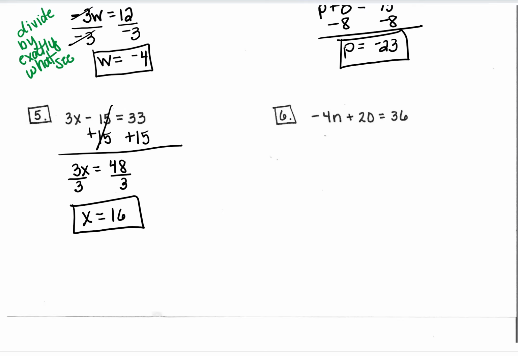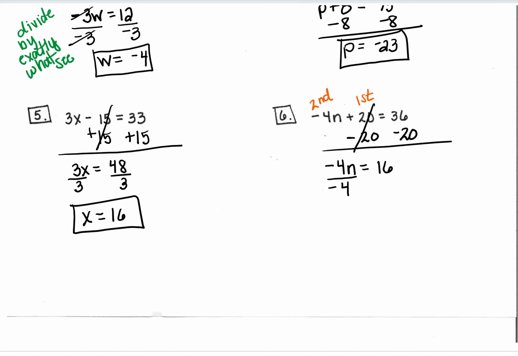Okay, here we know this is the one that happens first. The one that's attached to the letter is the second thing that we undo. If that's a plus 20, we're going to subtract 20. So subtract your 20 from both sides. Bring this down exactly like you see it. Negative 4n equals 16. This is a negative 4 that's attached by multiplication. So we need to do division.